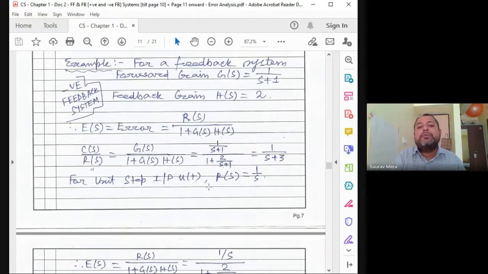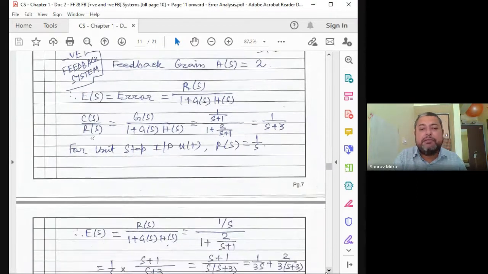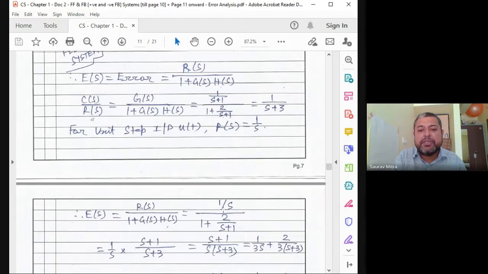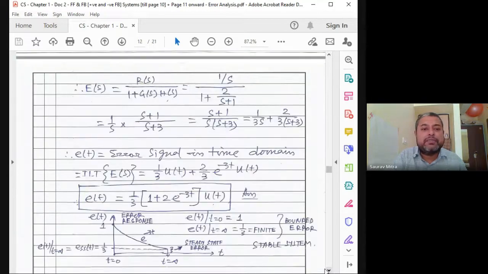Now you give a unit step input to the system. The system error is given by R divided by 1 plus GH. Now R is 1 by S, because you give a unit step input u(t) and find out how much the error is. So R(s) is substituted as 1 by S, and G(s) is 1 by S plus 1 and H(s) is 2. So how do we find E(s)? E(s) is R(s), the Laplace transform of u(t), that is 1 by S, divided by 1 plus G(s)H(s), where G(s)H(s) is 2 by S plus 1.